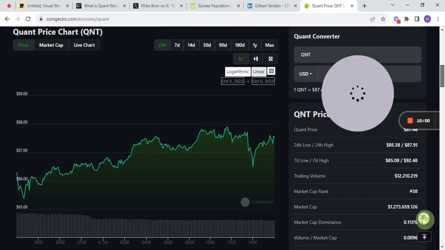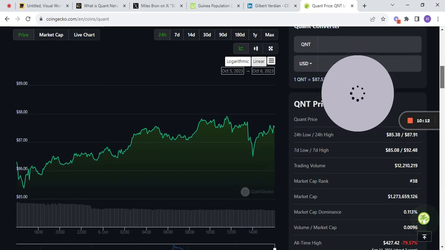The chart looks okay. It's been lower over the last 24 hours, but I still think this is a great buying opportunity. I do need to do my DCA this month into Quant, which I need to be doing shortly, and hopefully be very, very close to my target. I believe I'll hit my target by the end of October.